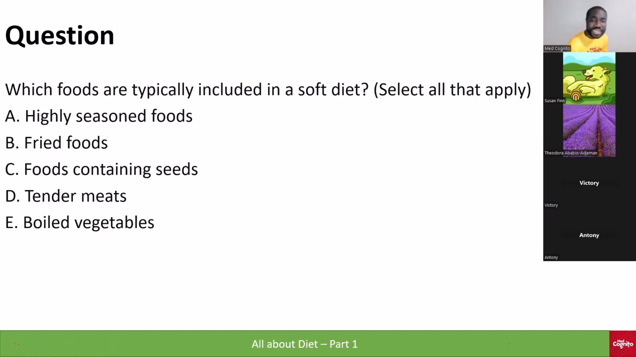Next question: which foods are typically included in a soft diet? Select all that apply. A, highly seasoned foods. B, fried foods. C, foods containing seeds. D, tender meats. And E, boiled vegetables.